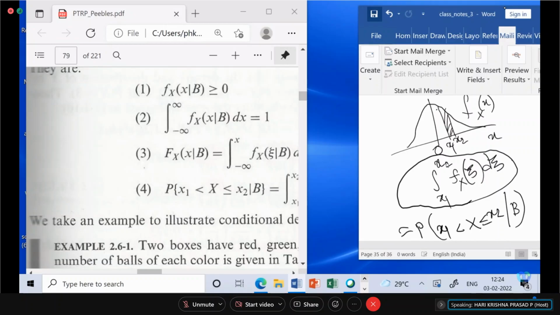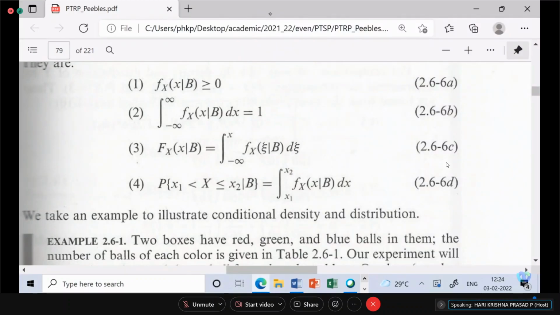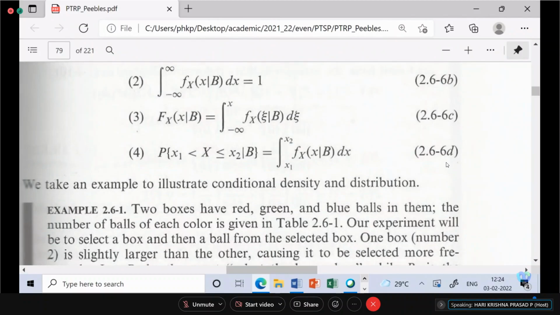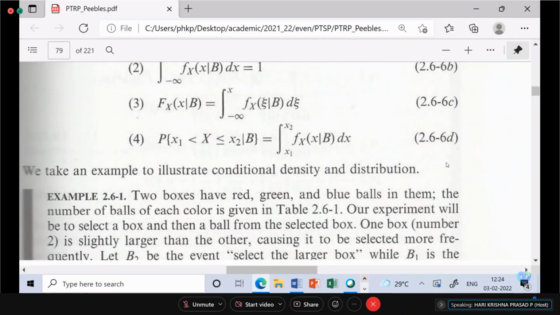I hope the properties are clear. Any questions till now, please? I have just repeated whatever we discussed in the previous discussions, right? Here only the conditioning event is an extra one, right?